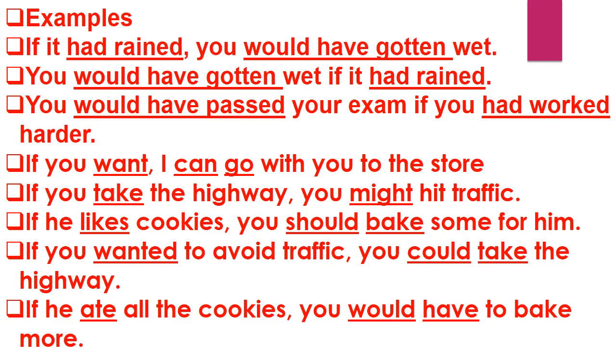So now we have some examples to understand it more clearly. First one is, if it had rained, you would have gotten wet, or you would have gotten wet if it had rained. It can be written in both ways. If clause can be written in the beginning or at the end. Then you would have passed your exam if you had worked harder. So these are examples of our third conditional sentence.